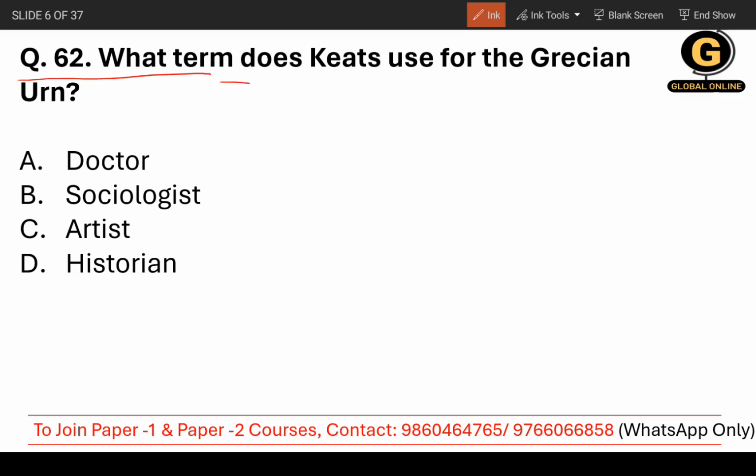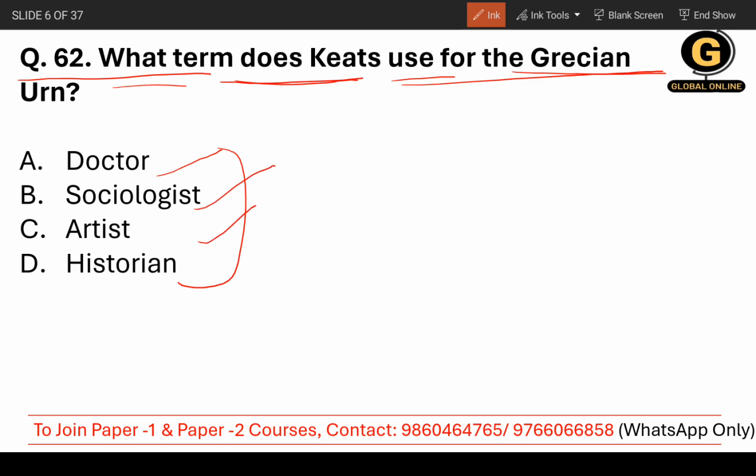What term does Keats use for the Grecian urn? How simple and easy a question, but still people can miss it out, right? So that kind of question the examiner can also ask. The options are doctor, sociologist, artist or historian.